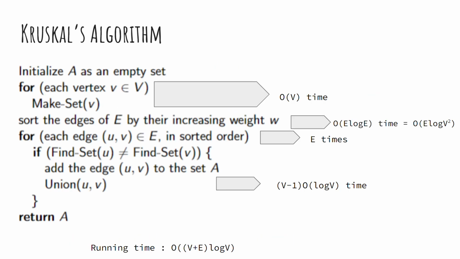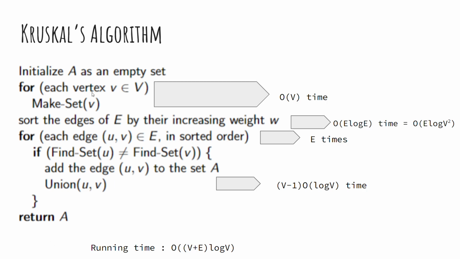Alright, let's try to understand the running time of Kruskal's algorithm. So for Kruskal's algorithm, what we did is for every vertex we first make a set of V, and then we basically sort all the edges of E in increasing order of their weight, and then we'll check every edge E in sorted order, and then if the find set of U is not equal to find set of V, we'll add that edge to the set A and then union the vertices U and V.